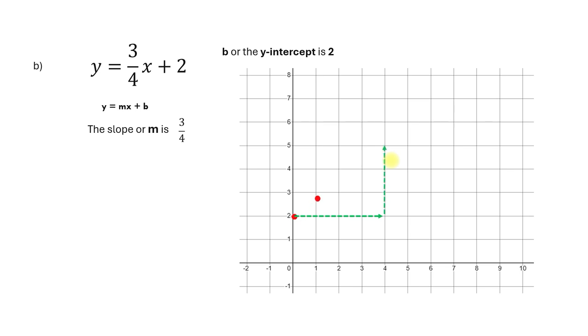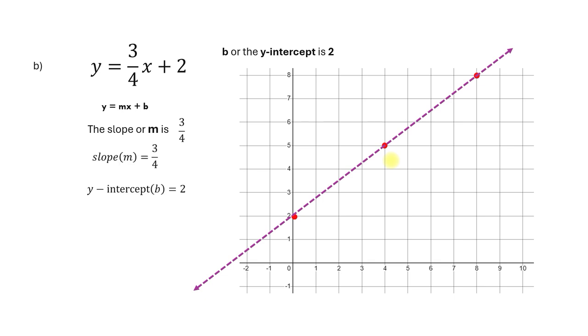Plot that point. Run of 4 again, a rise of 3. Plot the point. Connect the coordinates. And this is what the graph of 3/4 x plus 2 looks like, with a slope of 3/4 and a y-intercept of 2.